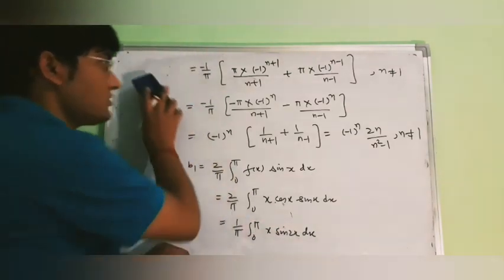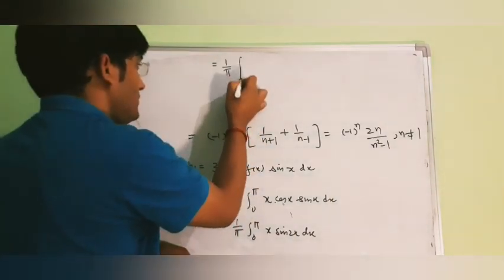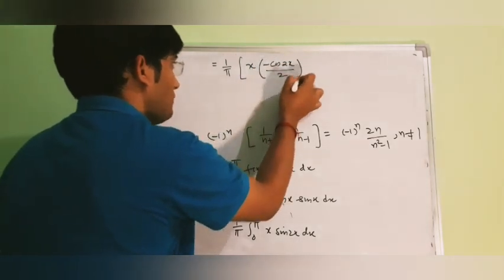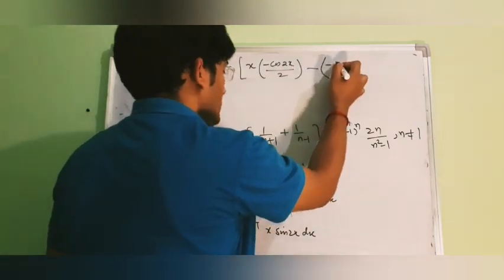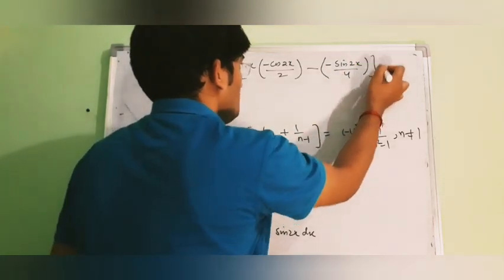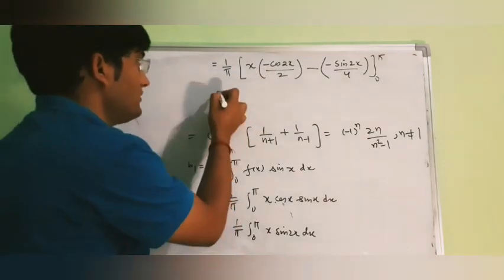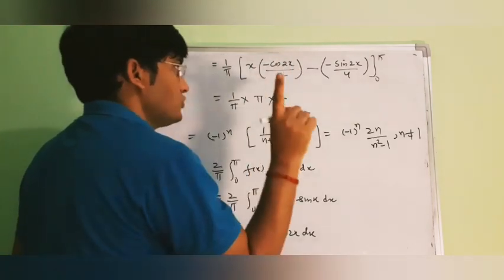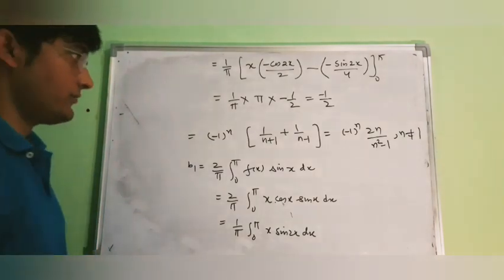So the integration of this term will be equal to 1 upon pi integral of x sin 2x. Integration of sin 2x will be minus cos 2x upon 2. Then we will have minus, and the differentiation of x will be 1, and the integration of cos 2x will be sin 2x upon 4, with the limits from 0 to pi. Again this term will be 0. And for here the upper limit will be 1 upon pi times minus pi cos 2 pi. Cos 2 pi is 1, so this will be minus half. So our b1 is minus half.